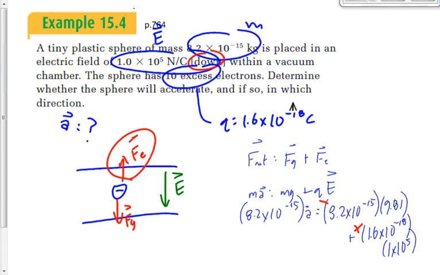Okay, we solved for the acceleration there. I don't know what it is, but it doesn't work out to be 0, which means, yes, there is an acceleration. And if so, which direction? Well, do you get a positive or negative value for that, Chad? Since it's a positive acceleration, which way does it accelerate? Upwards.